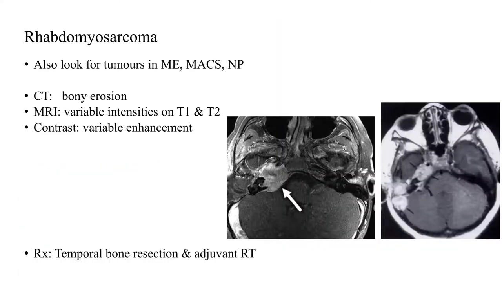If you see a lesion looking like a rhabdomyosarcoma on a scan, you should also look for the primary tumor in either the middle ear, mastoid or nasopharynx, as you can see on the image on the right. The CT scan usually shows bony erosion. MRI shows quite variable intensities on T1 and T2, and contrast shows variable enhancement. So this is one of the lesions where input from a radiologist is quite useful because there's a lot of variability. The treatment for rhabdomyosarcomas is obviously temporal bone resection if it is still operable, and adjuvant radiotherapy.